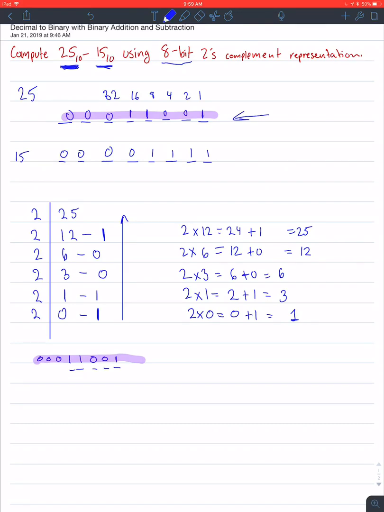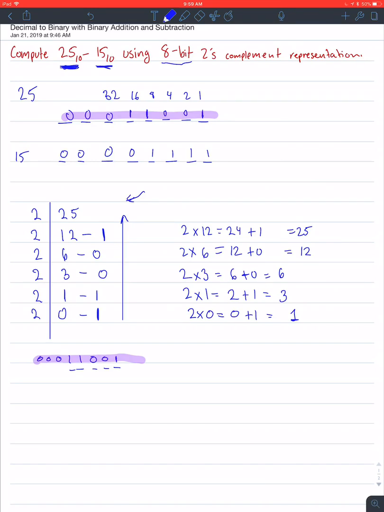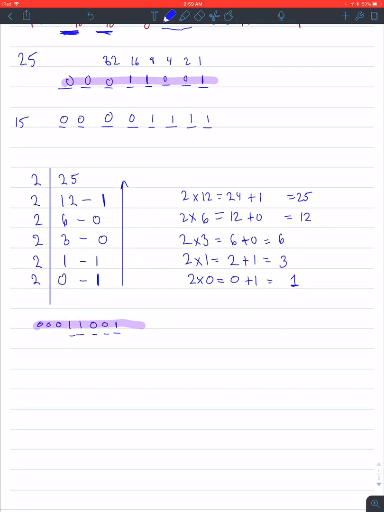Because this is more like guessing, like, oh, does this number add with this number? No, it doesn't. Okay, let's try this one. But with this division one, you're more prone to making mistakes, but it's better than just randomly guessing what numbers add to each other. Alright, so let's do the 15.